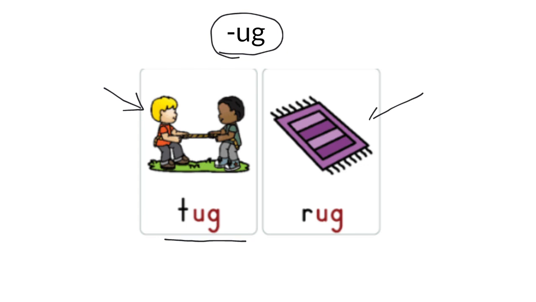Look at this picture. Can you guess what it is? Yes, rug. Look at the word rug. Can you hear the same ending sound in tug, rug, tug, rug? These are words in the ug word family, or we call them rhyming words. Tug, rug. Can you think of other words with the ug sound at the end?